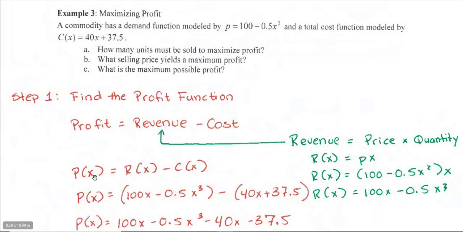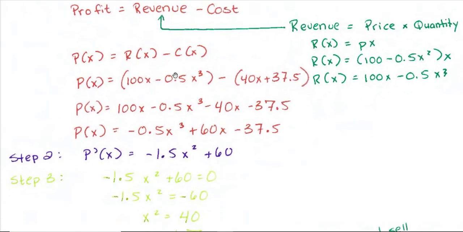So now I can find my profit by taking revenue, which I just found right here, minus cost, which was given to me. And when I do that, don't forget to distribute this negative. We are subtracting off the entire cost function, so we need to subtract off each of the pieces. So it's going to give me 100x minus 0.5x cubed minus 40x minus 37.5. Combine my like terms, and I get a profit function of negative 0.5x cubed plus 60x minus 37.5.